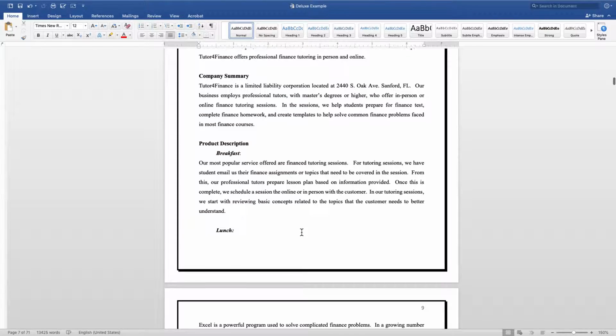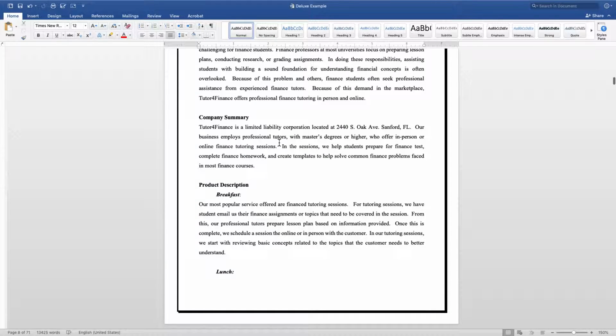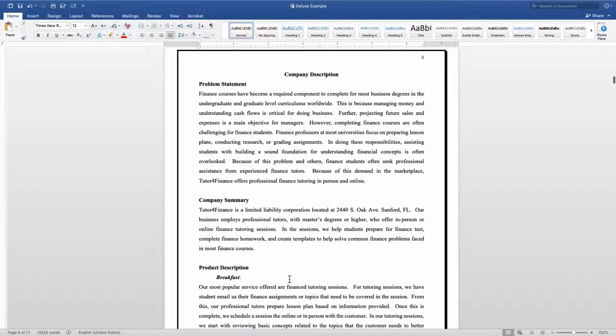The company summary is like your executive summary. Your executive summary summarizes the totality of your company. Well, your company summary needs to summarize your company in and of itself. This is the part I write last, after I write my whole section for company description, because I'll take pieces of my product description and my target market and put them in my company summary just to quickly summarize the totality of it.